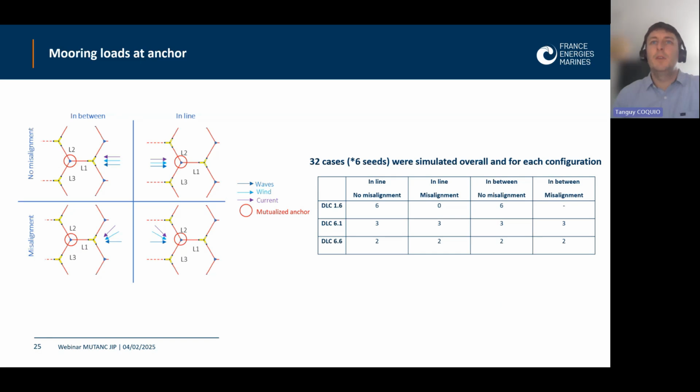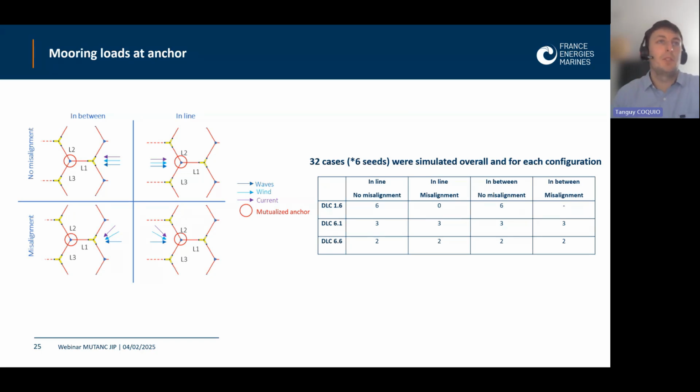As I said, 32 cases were simulated with 6 seeds per case, stochastic realizations, and we can divide them into several types of analysis: the production case, the extreme case, and the extreme case ALS to finish with. For the production case, we did not consider misalignment, but for the extreme case, we did. So there is some misalignment for DLC 6.1 between the wave, wind, and current, and this is the same for DLC 6.6.